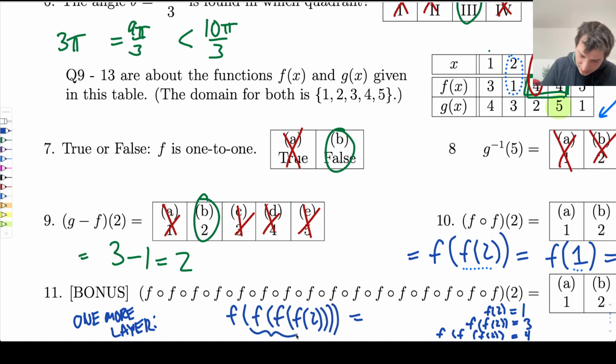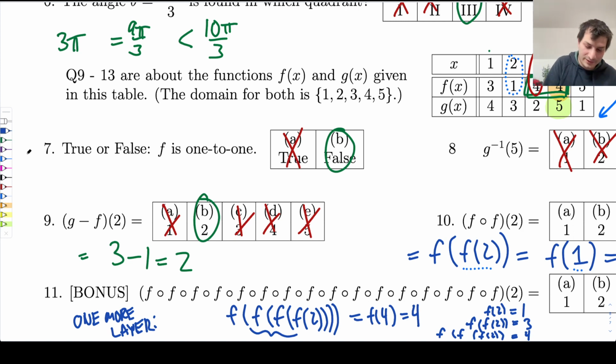All this stuff in the middle we said was 4. So this is f of 4. And f of 4, looking at the table, when x equals 4, f of x is equal to 4.